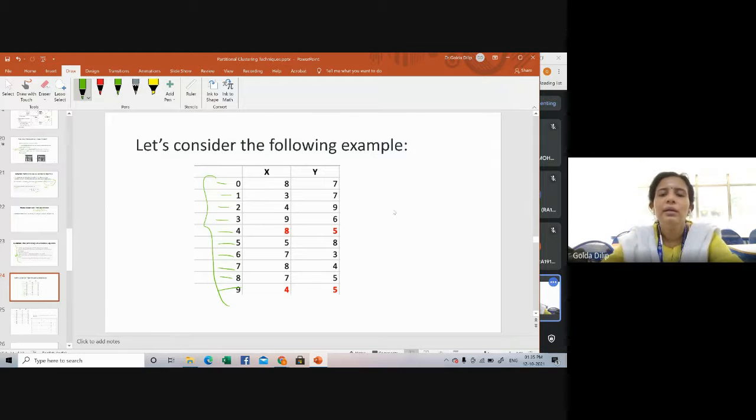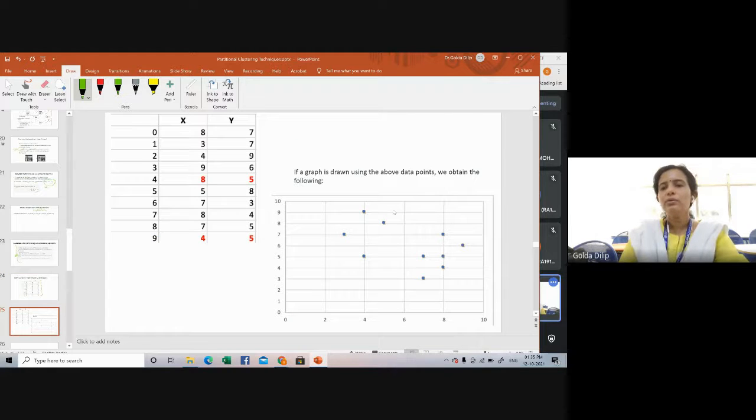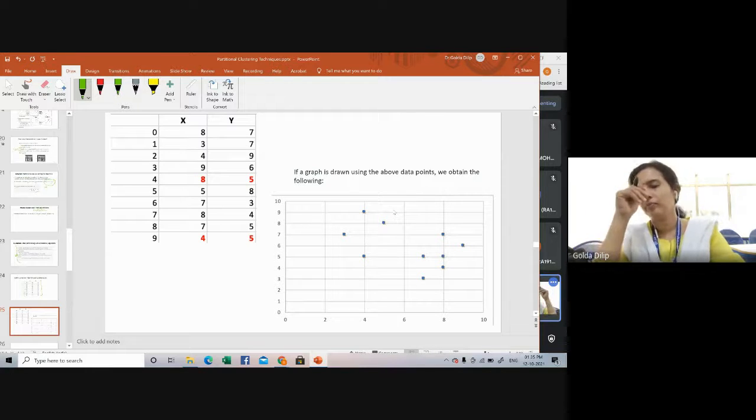For the 0th object, the coordinate values are 8, 7. 8th object 7, 5. 9th object 4, 5, and similarly. These are the 10 objects and their coordinate values, x value and the y value. In case you're going to plot a graph, you will get something like this.